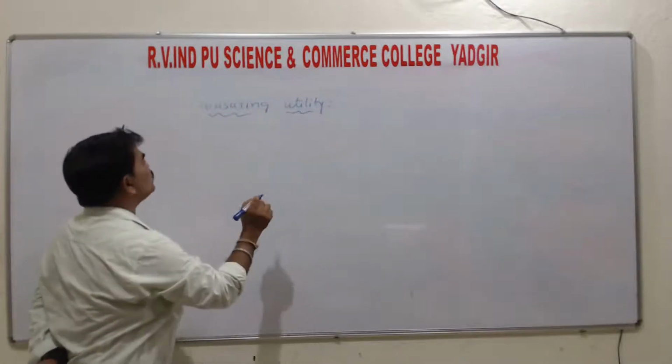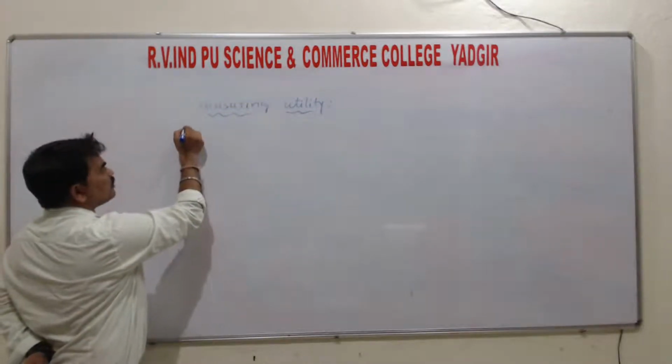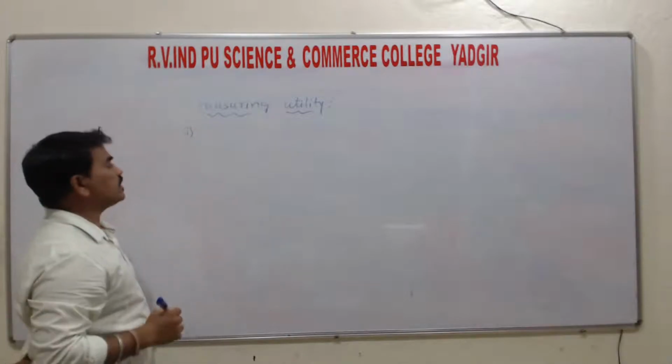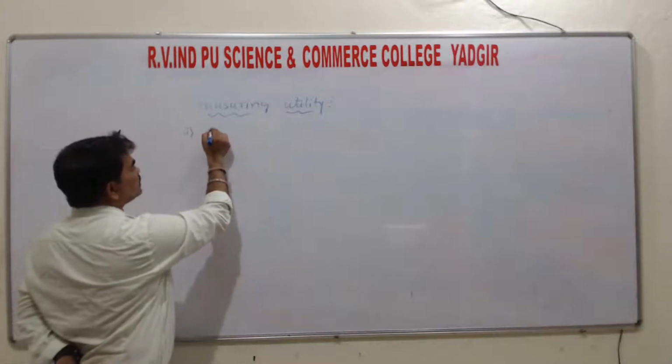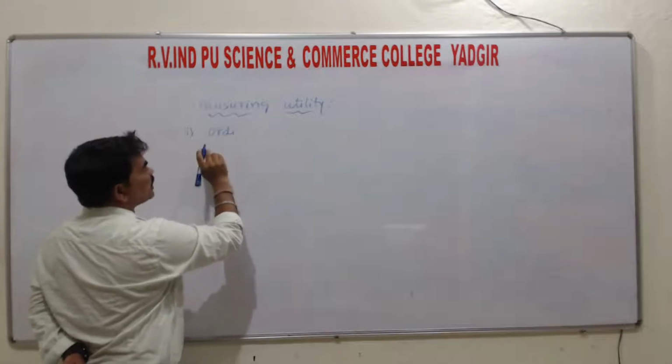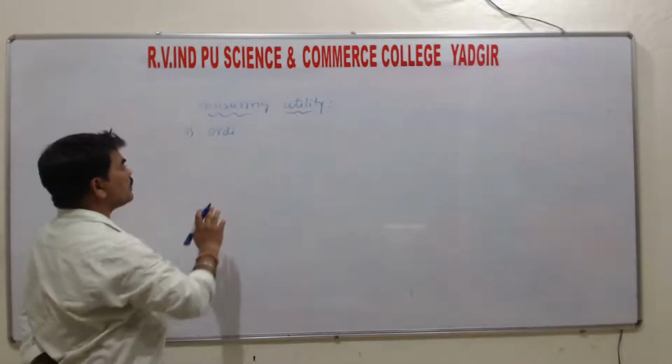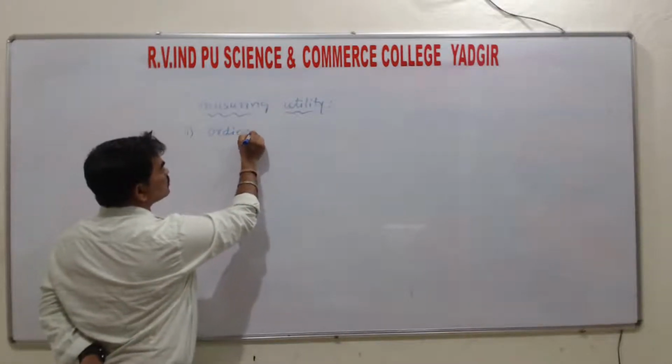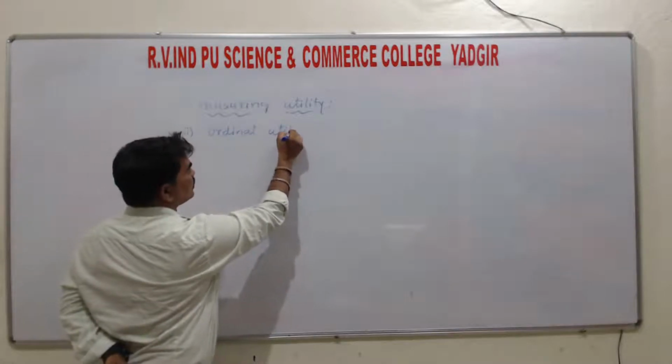To measure utility, the first method we have discussed is the cardinal approach, and the second method is the ordinal approach. Now we are going to discuss the ordinal approach. Ordinal utility analysis.